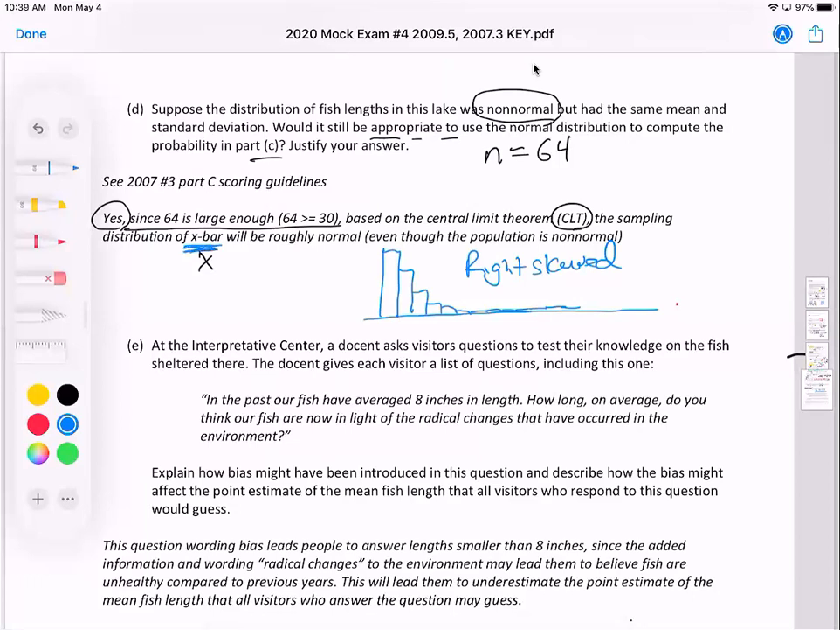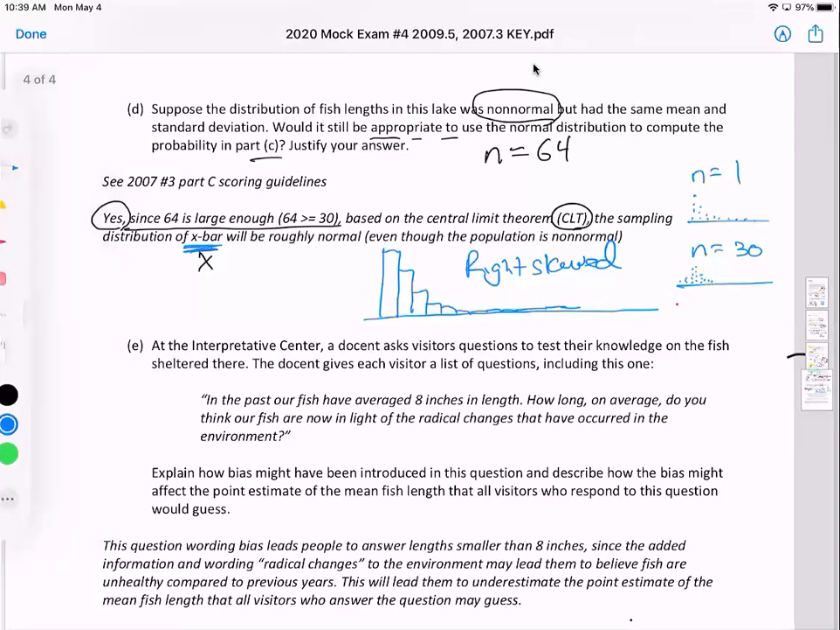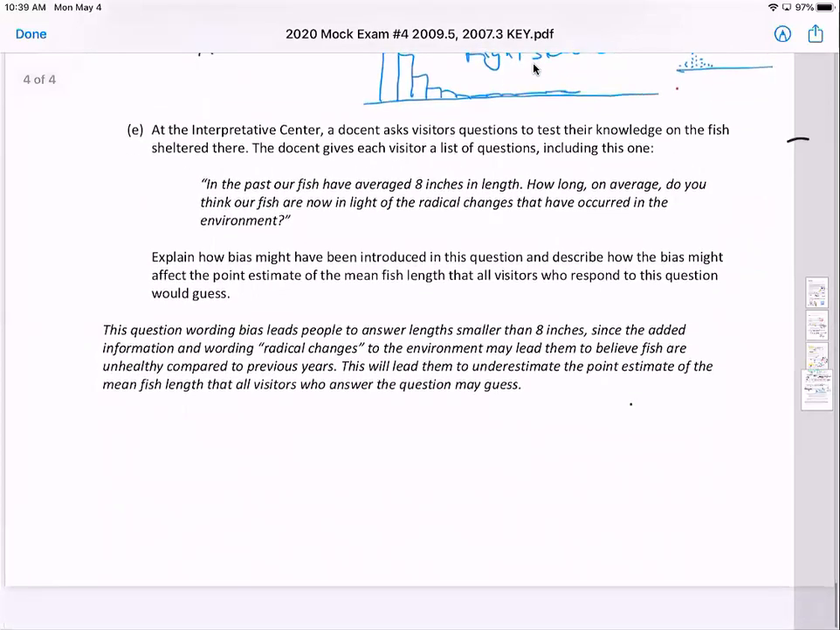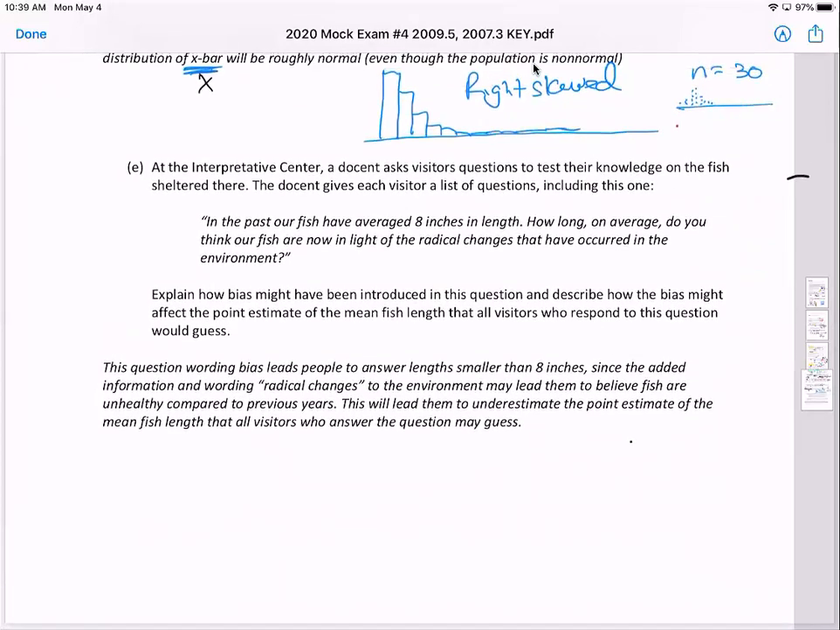So if we took a sample size of 1, then our distribution is going to kind of model the population distribution. As we increase our sample size, the distribution is going to start to look roughly normal. So that's the central limit theorem. As you increase your sample size, the distribution of the sample mean will be more and more normal. Approximately normal.